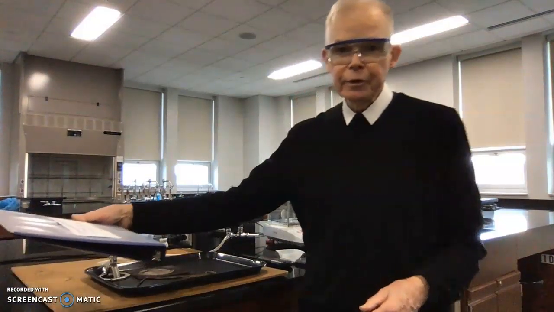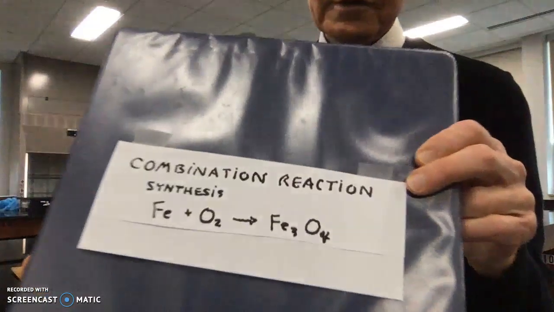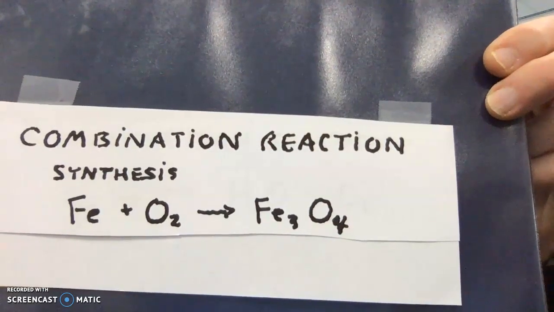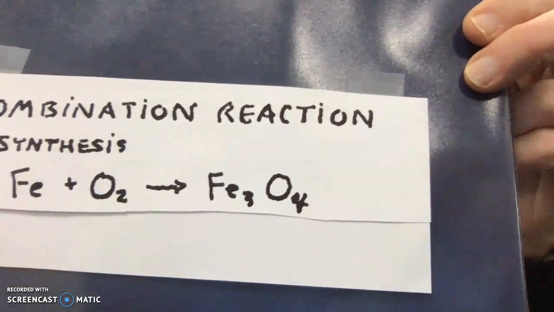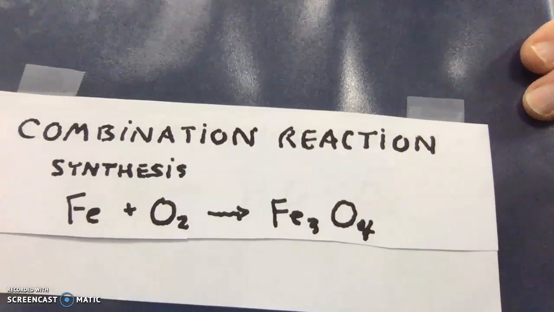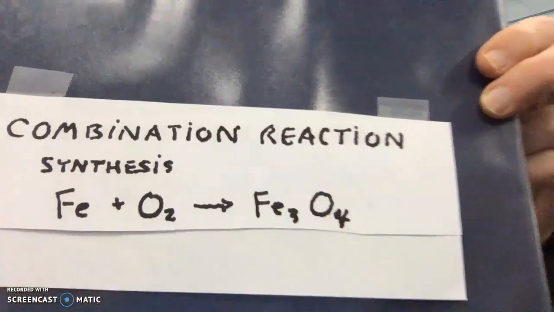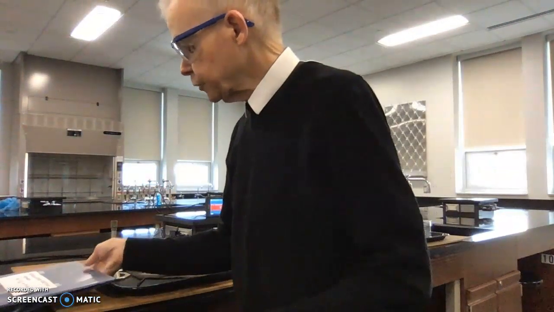So the first experiment I'm going to do today is one that we call a combination or synthesis reaction. So let me bring up this little graphic to show you the title. Combination or synthesis reaction. And we're going to be mixing iron with oxygen, and we're going to form an iron oxide. So the plan is to do that reaction, measure things, show you the data, give you opportunity to take some notes on it, and then eventually we'll do a little follow-up evaluation on it.